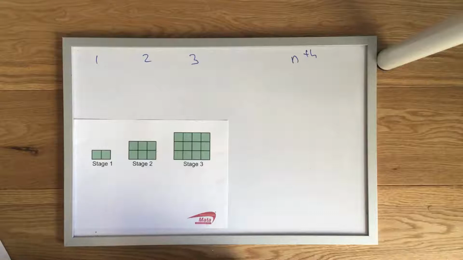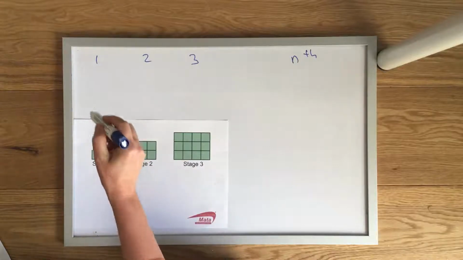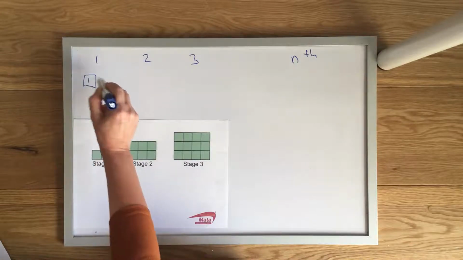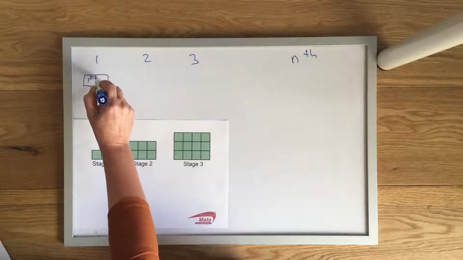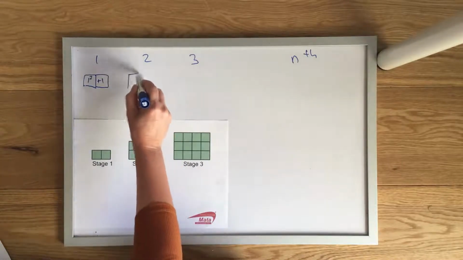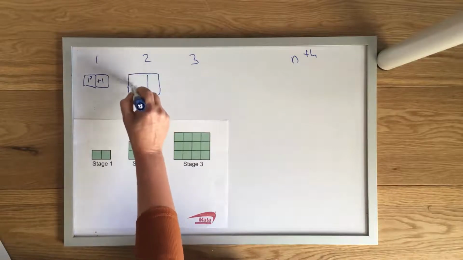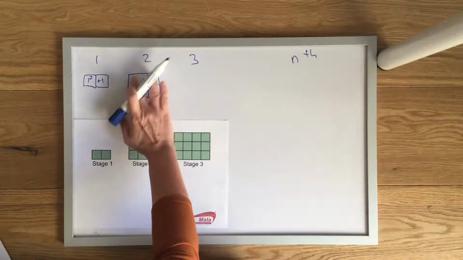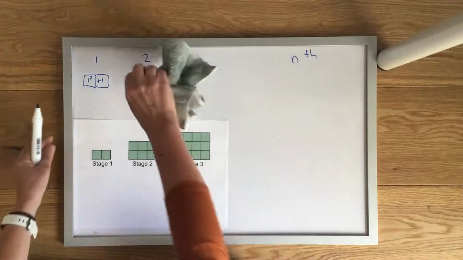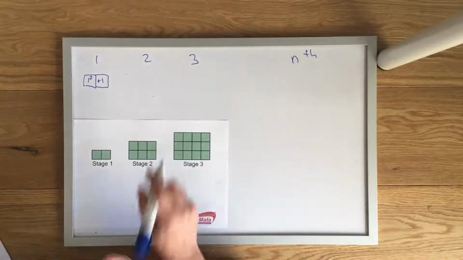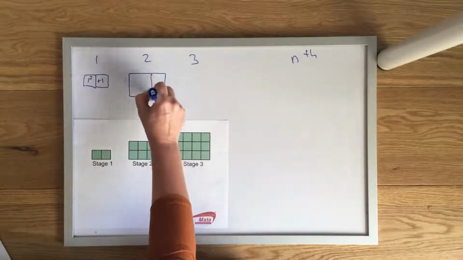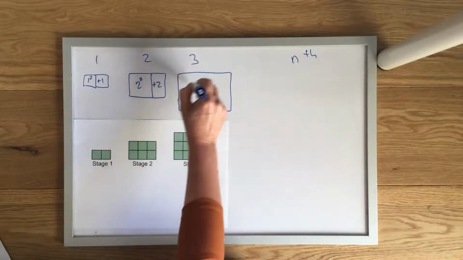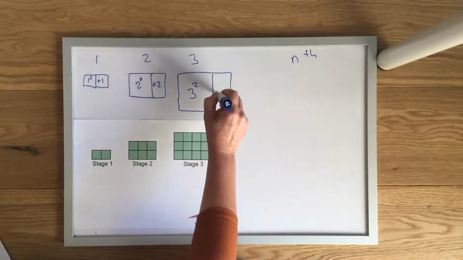So I'm just going to do it visually first of all. The first one we're looking at, we can see this is a 1 square plus 1 more. Here we have a 2 square plus 2 more. So if I just draw it in, a 2 square plus 2 more. You should be able to see that this one is a 3 square plus 3 more.